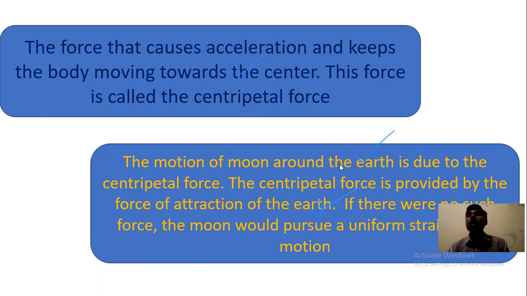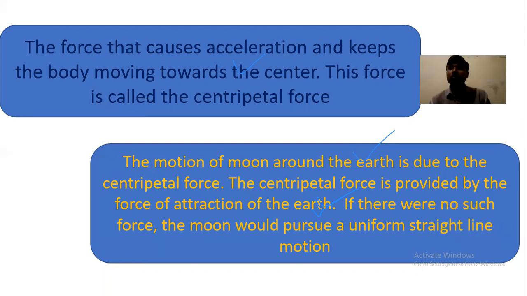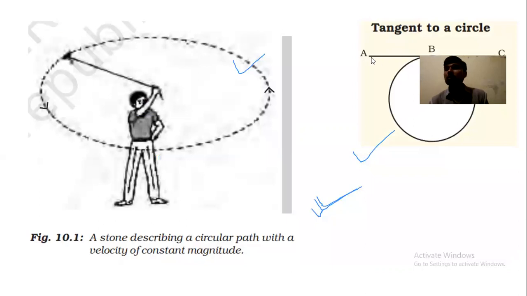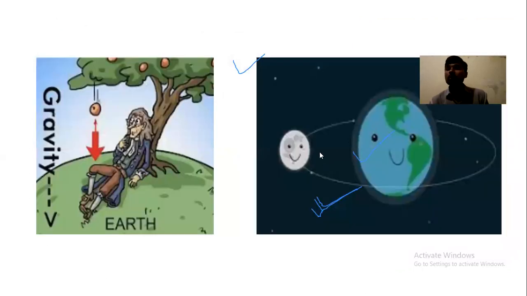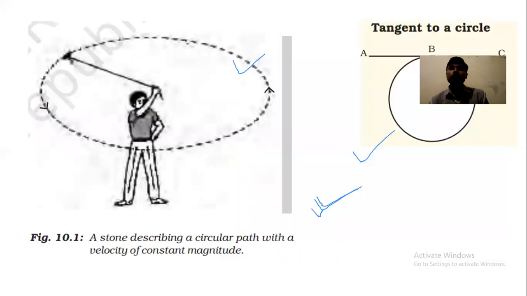Like that, the motion of the moon around the earth is due to the centripetal force, and the centripetal force is provided by the force of attraction of the earth. If there is no such force, the moon will pursue uniform straight line motion and will not revolve around the earth. Why does the moon revolve around the earth? Due to that force, called the centripetal force. Why does the apple fall on the earth? Due to the gravitational force. The gravitational force attracts every object toward the earth.